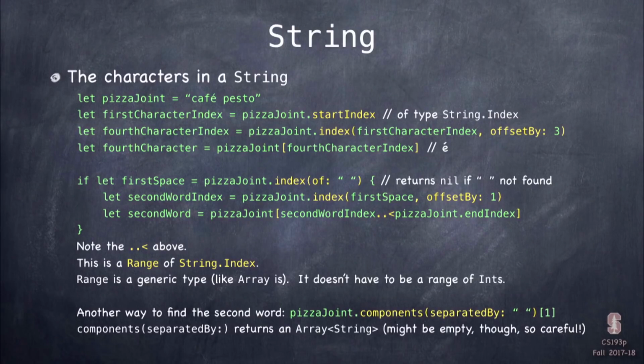By the way, another way to get the second word, and probably what we would use, is a more complicated method like components separated by. So components separated by is a collection method. You give it an element that would be in that collection, and it will create an array with all the elements grouped and separated by that thing. So this would give you an array of all the words separated by space. And then I would grab index 1, which would be the second word. Okay? So I'm showing you how to do the indexing directly, but a lot of times we use much higher level things in string.